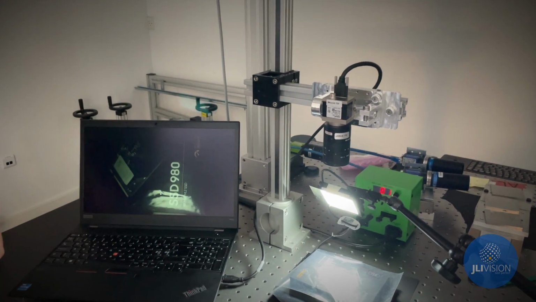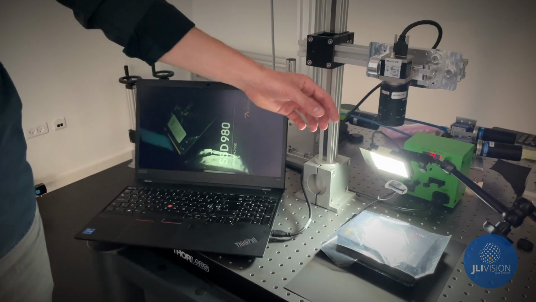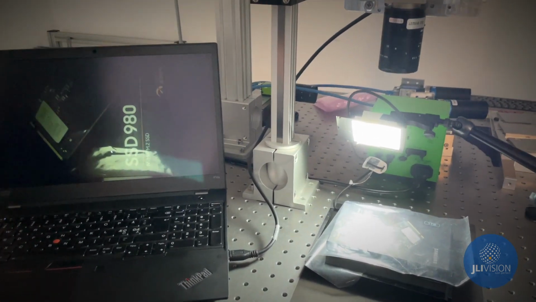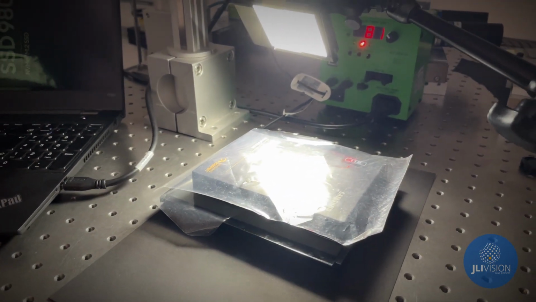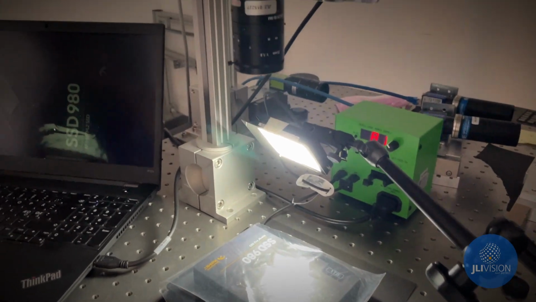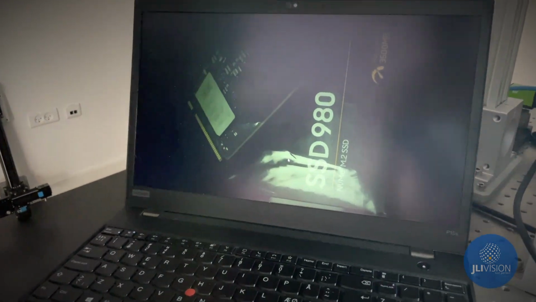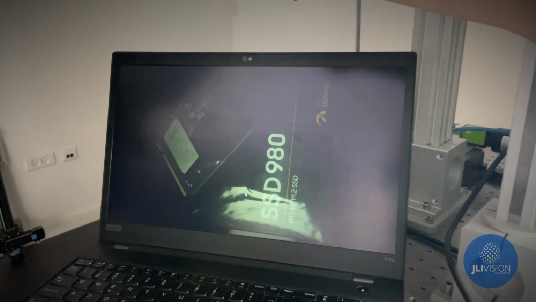What you have here could be an example from a real-life scenario where you have some sort of box. In this case, it's a hard drive, and on top there's some sort of foil. And this foil can cause a lot of reflections. What you can do here is to put on a polarization filter on the camera and the lens.